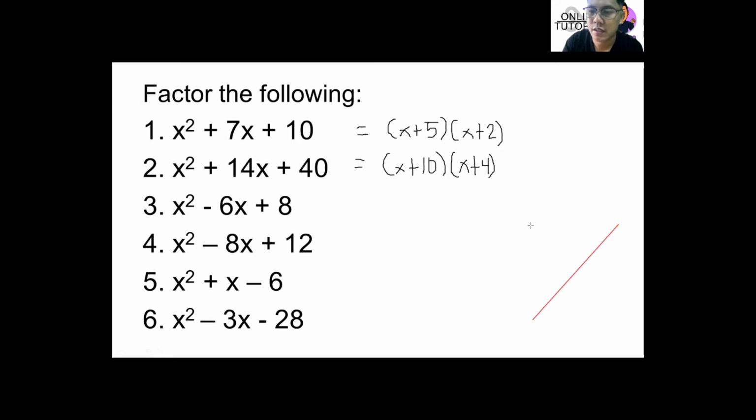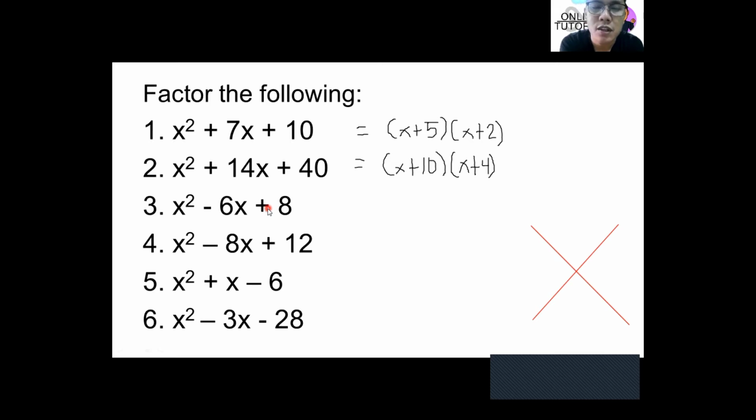Let's put the x here. Okay, for number 3, as we can see, the middle term is negative and the last term is positive. And remember, the product of like terms, or like signs, is positive. So negative times negative is positive.